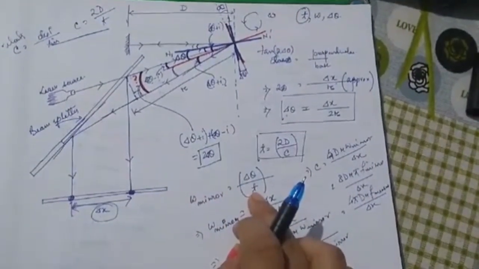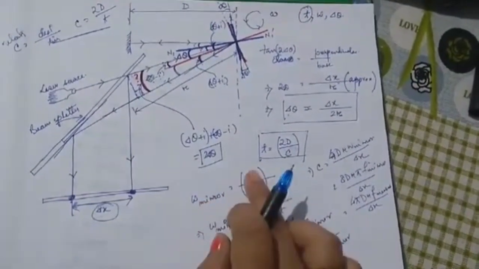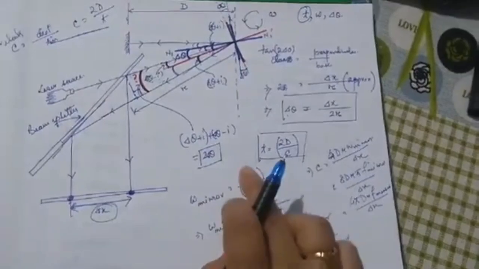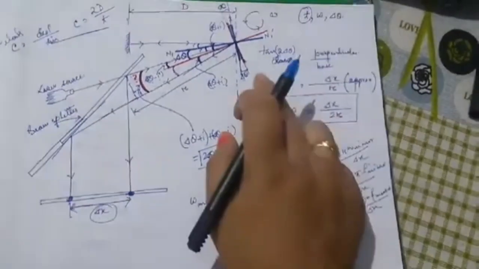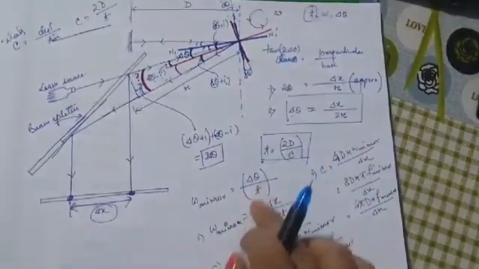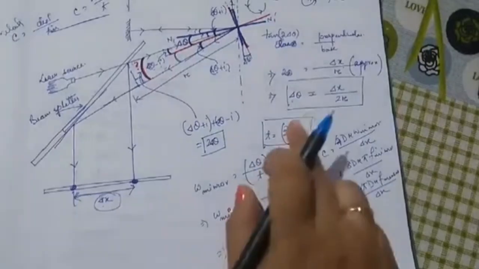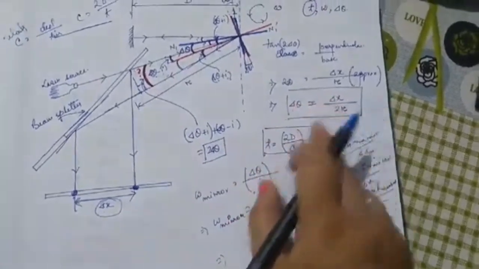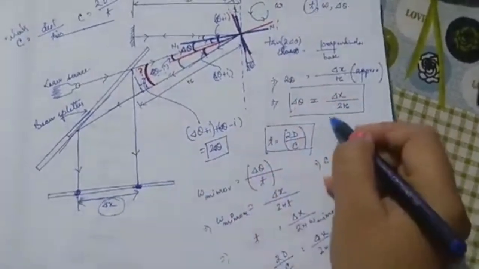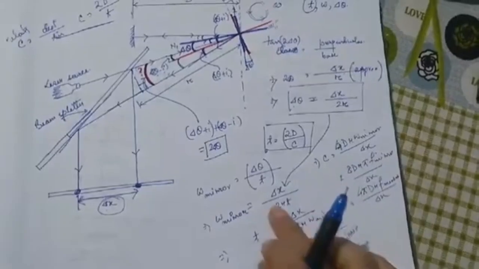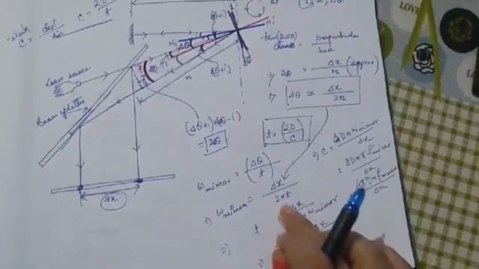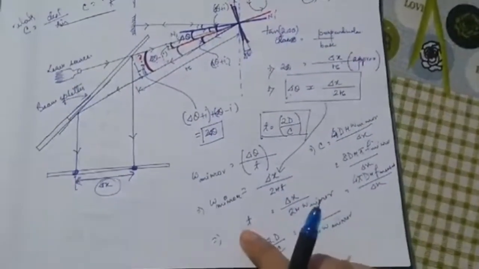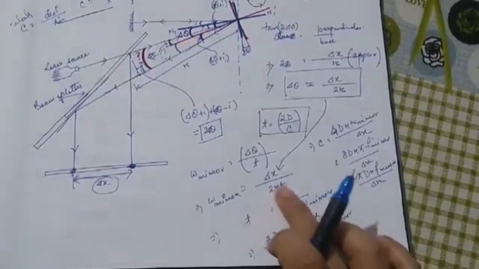If you write in angular format, angular velocity is angular distance divided by time. So angular distance is nothing but del x by twice r, in time t. So omega mirror is equal to, in place of del theta, del x by twice r, so that I have put from here. So del x by twice r t. So t I can write as del x by twice r omega mirror.